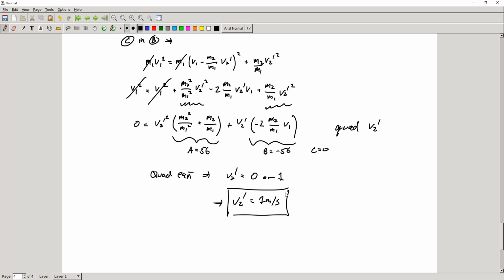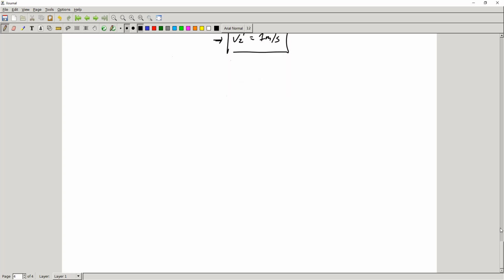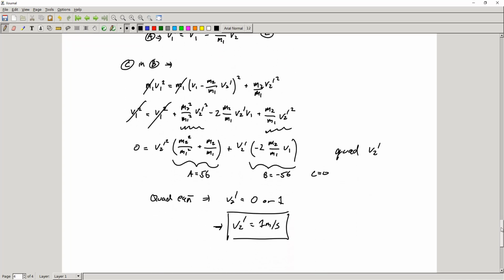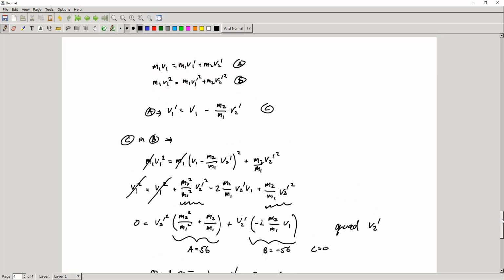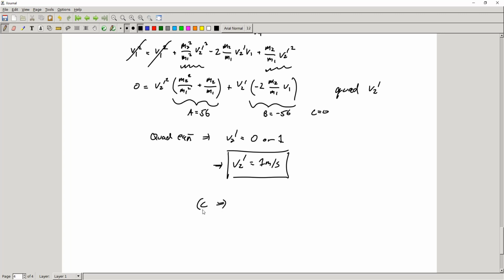And then obviously we can just resubstitute. I won't bother doing that here, but we can just resubstitute this V2 prime back into our equation C, and we're going to find that we have a V1 prime equal to minus 3 meters per second, as we found above also. Okay, so that's our first look at conservation of momentum and elastic collisions in one dimension. We're going to look at other types of collisions in later videos, and we're going to also expand this to more than one dimension. But for now, we'll leave it there.